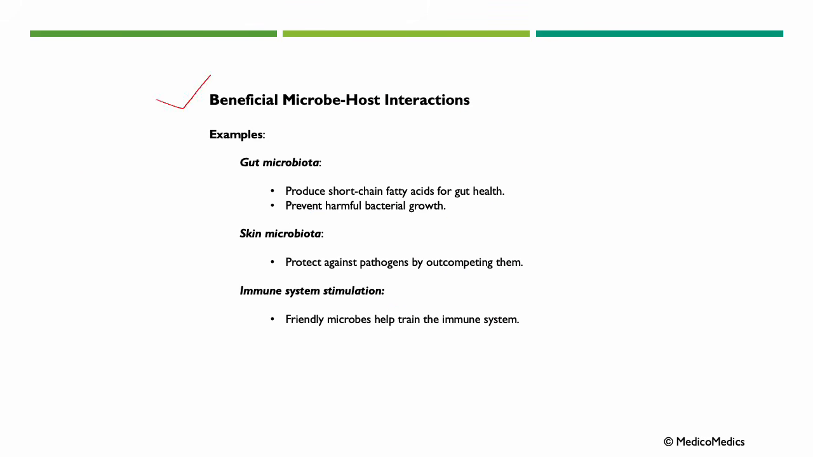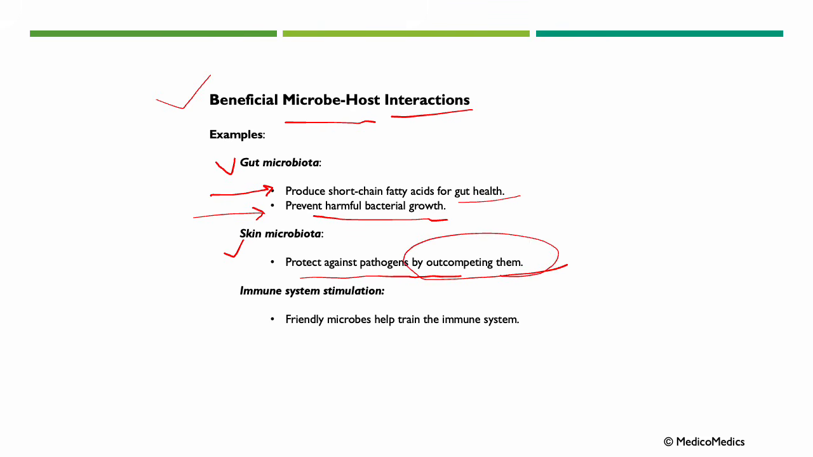Now, what about some beneficial microbe-host interactions? Examples could be gut microbiota. And here we produce short-chain fatty acids for gut health. It also prevents harmful bacterial growth. In our skin, it protects against pathogens by out-competing them. Another is that friendly microbes help train the immune system. So it's the old saying, keep your friends close, but your enemies closer.